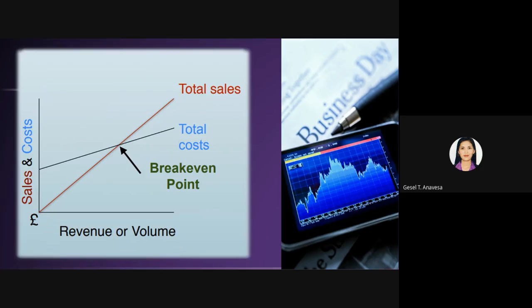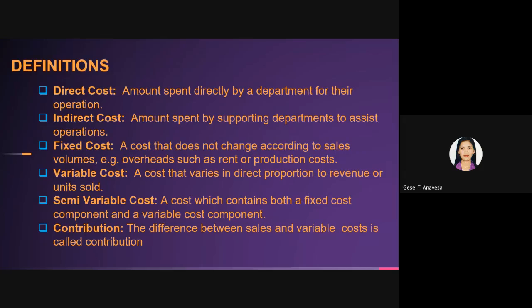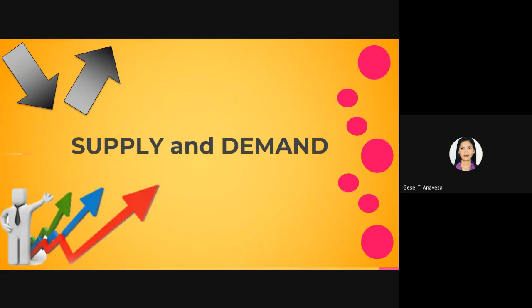being shown. Here we have identified the break even point. The identification of break even point is critical in understanding pricing, as a business needs to ensure that the selling price exceeds the cost of providing the product or services. So the break even point is when the business revenue equals the total cost exactly. Okay, so these are the definitions of direct cost, indirect cost, fixed cost, variable cost, semi-variable cost, and contribution. Okay, so now let us proceed to the supply and demand.